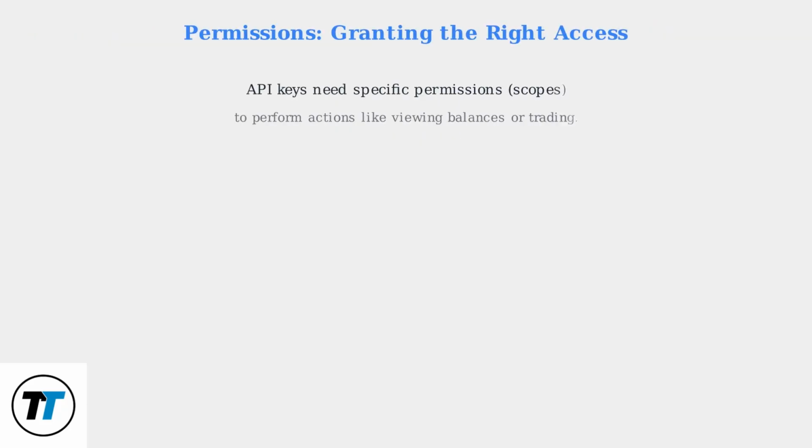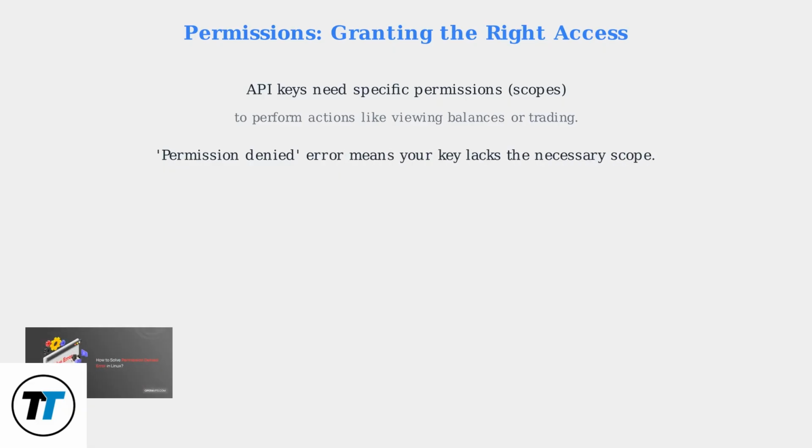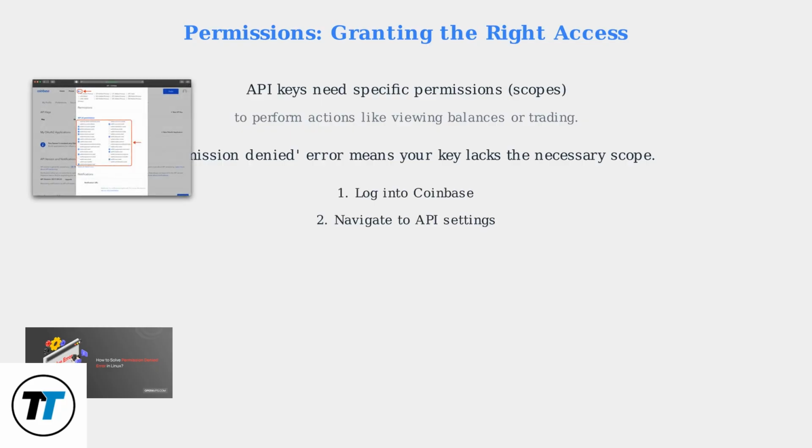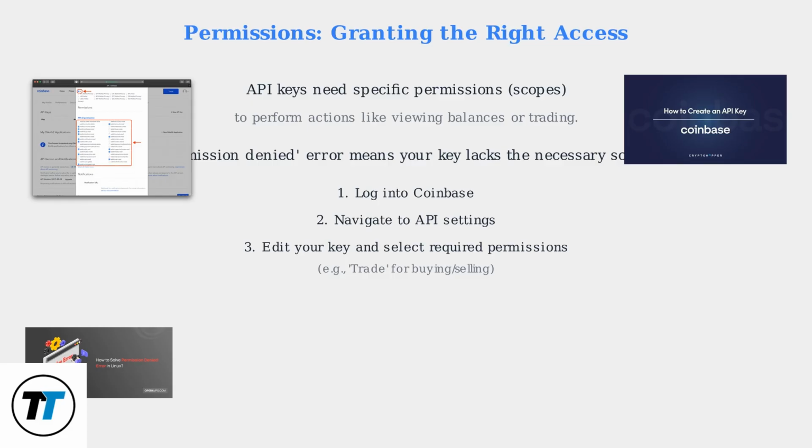API keys need specific permissions, called scopes, to perform different actions like viewing balances or executing trades. If you encounter a permission-denied error, it means your key lacks the necessary scope for that operation. To fix this, start by logging into Coinbase. Then navigate to your API settings page. Edit your existing key and select the required permissions, such as trade for buying and selling.